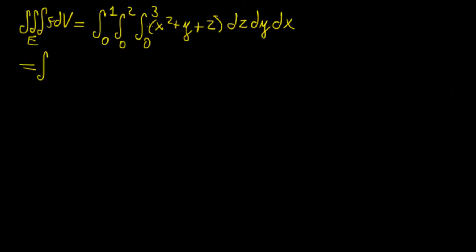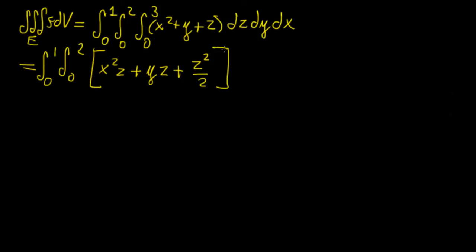Let's start by integrating the whole function with respect to z. We're going to have the following: 0, 2, and then treat everything else as a constant and integrate with respect to z. This is going to give us x squared times z plus y times z plus z squared over 2. And now that goes from 0 to 3.